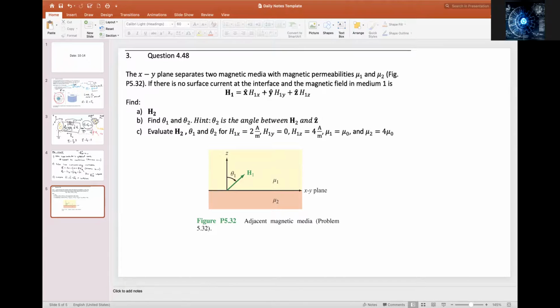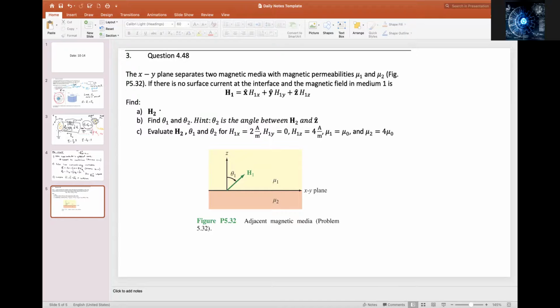And there is no surface current at this interface, right? So right here, we have no surface current on the interface. We don't know anything about charges on the interface. We have H1 defined as this. So H1 up here, we have it in XYZ, and what we want to find is H2 and these two angles, and then we'll evaluate H2 and theta1 and theta2 when we're given some information about the H1 magnitudes.